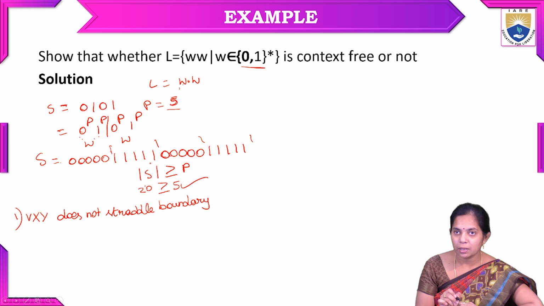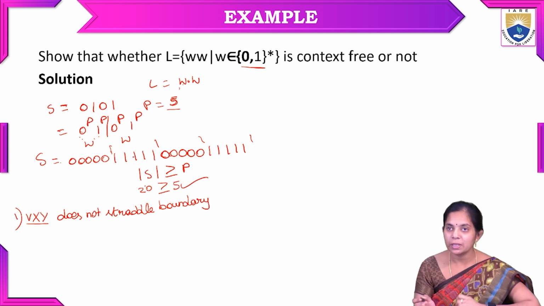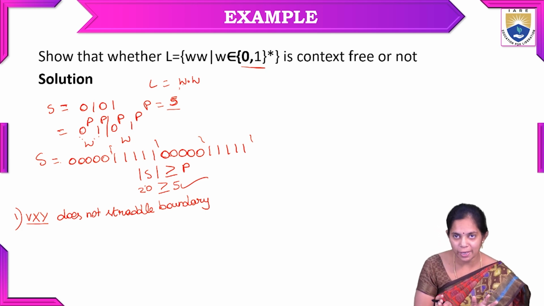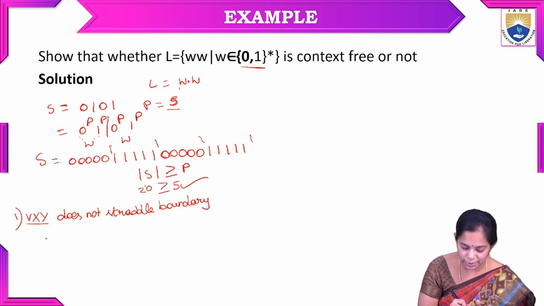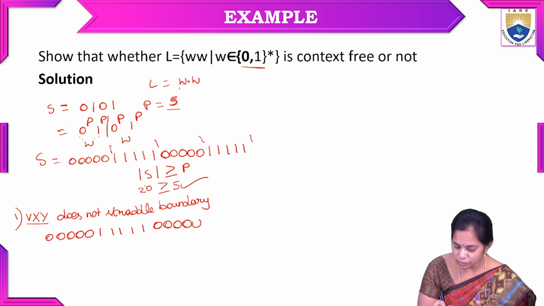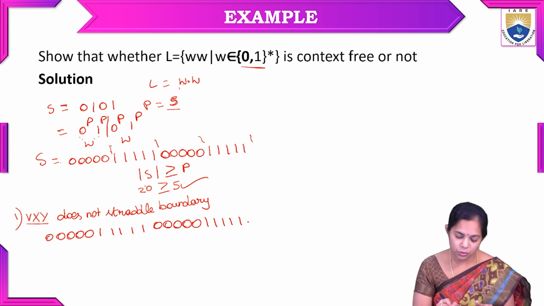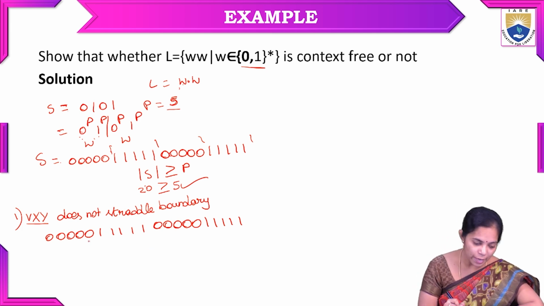With these boundaries, we have to select the 5 parts v, x, y. In this string, we have to select a part that does not straddle a boundary, that is, we take the vxy values within a single pattern. So how do we select this? Here we have 5 zeros, 1 1 1 1 1, 5 zeros and 1 1 1 1 1, and in this we take the y values.